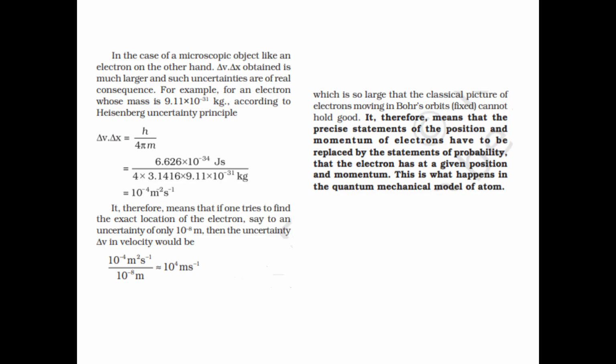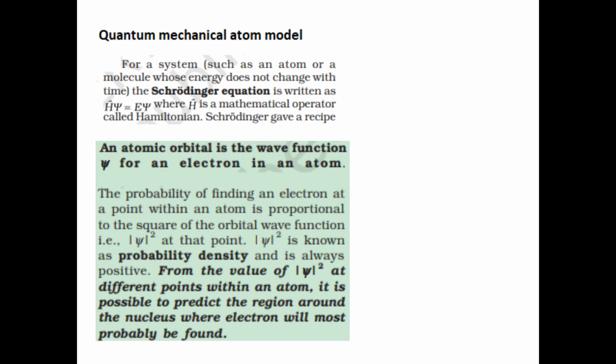It therefore means that the precise statement of the position and the momentum of the electron has to be replaced by a statement of the probability that the electron has a given position and momentum. This is what happens in the quantum mechanical model of the atom.